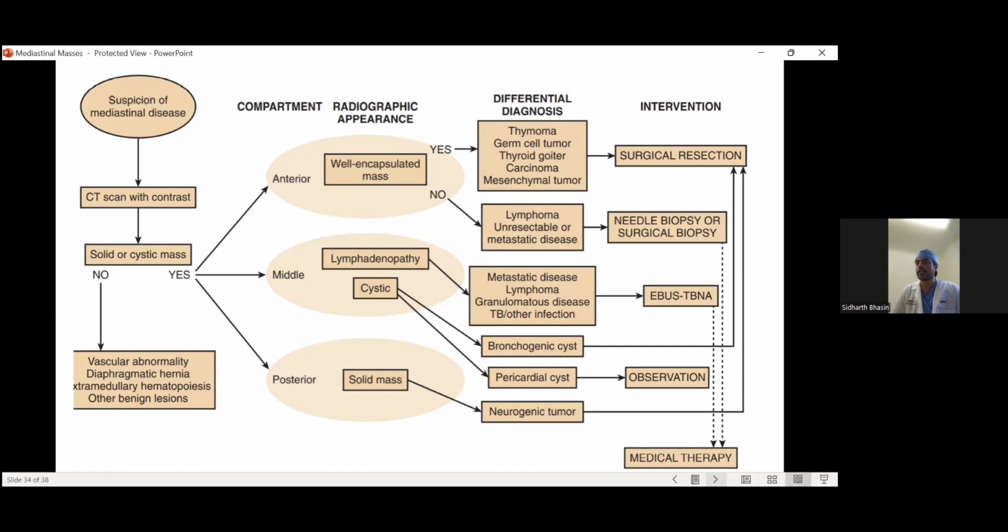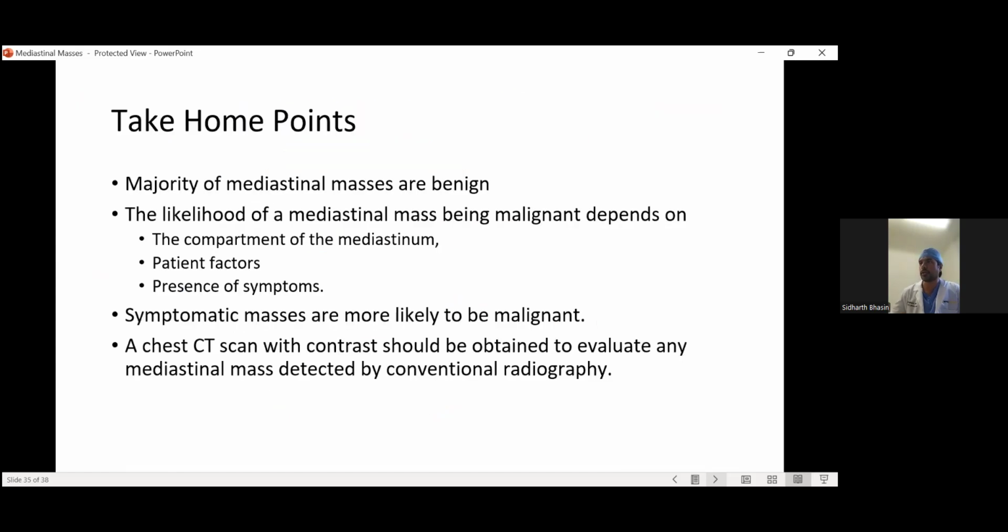The posterior mediastinum masses typically are solid. And when you see a neurogenic tumor, when you diagnose them, it's probably surgical, which is the better option because it'll be diagnostic and therapeutic at the same time. So just a summary, just to summarize about the mediastinal masses.